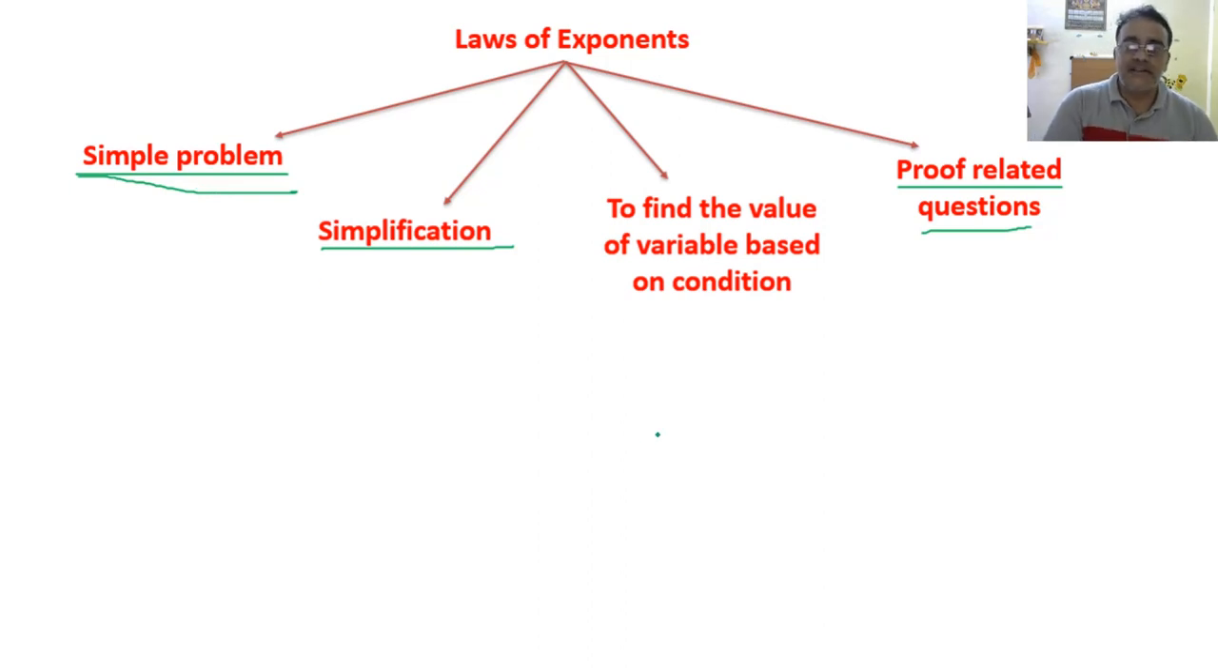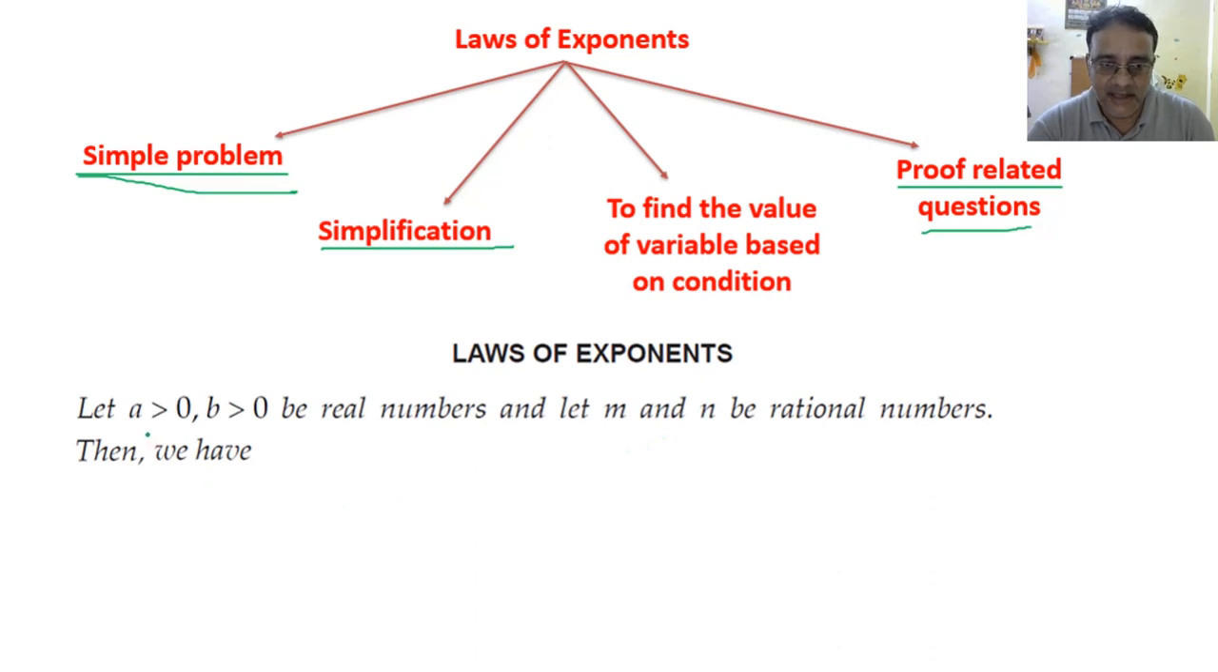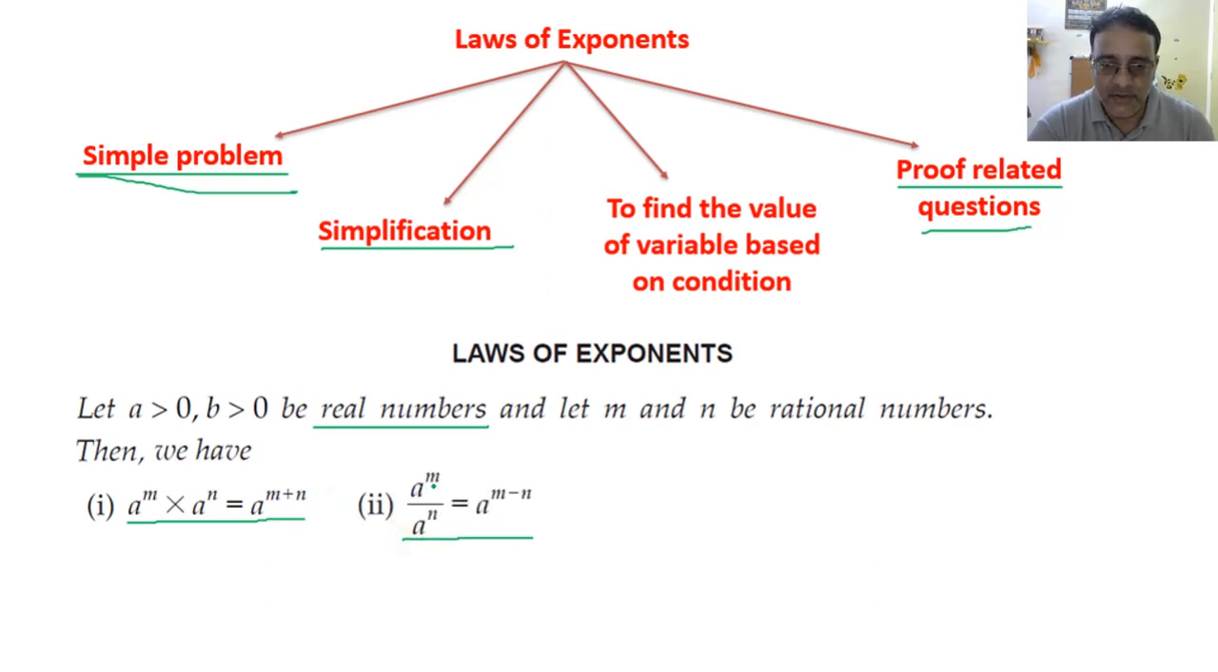And let us revise the laws of exponents. You have already studied in class 7th also, class 8th also. So first, let a greater than 0, b greater than 0 be any real numbers, and let m and n be rational numbers. Then we have this is the first law. a to the power m into a to the power n is equal to a to the power m plus n, and this is the second division. a to the power m upon a to the power n is equal to a to the power m minus n. The third one is a to the power m whole to the power n is equal to a to the power m into n.